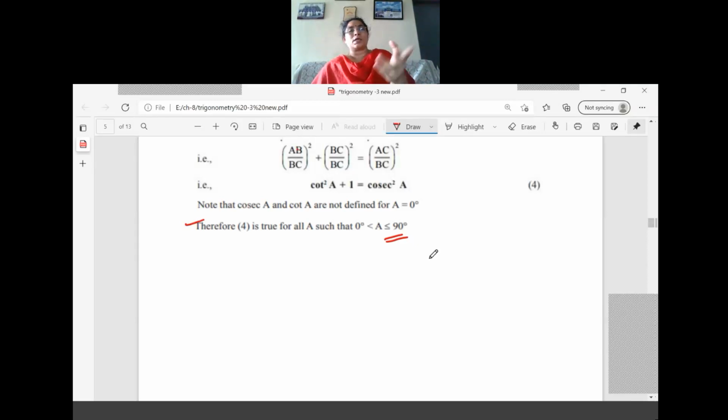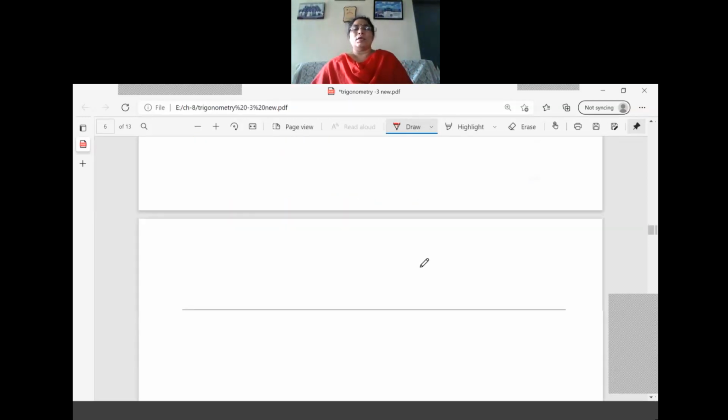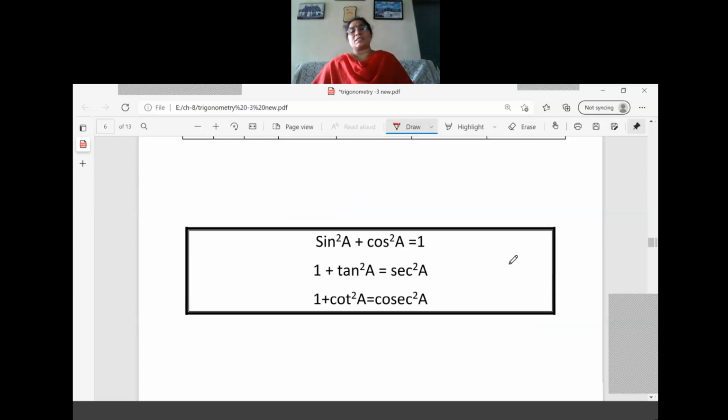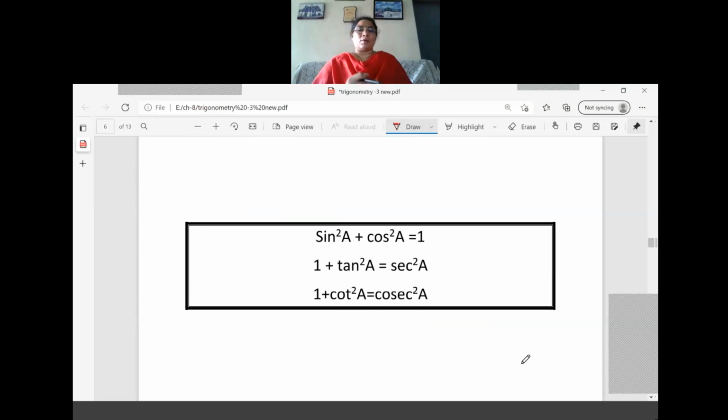MCQ is asking about that condition, why it is happening, which terms are undefined, that is not coming in the formula only. So based on this value, we came to know that it cannot be equal to when tan 90 and sec 90, similarly cosec 0 and cot 0. Now, once again, the proof we have seen, how we are deriving the formula and all. Now, what we learned, we have to remember.